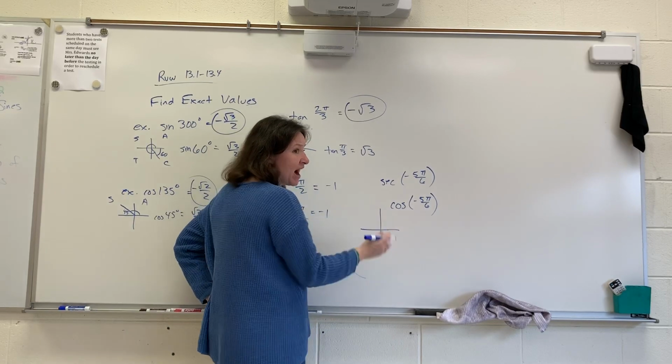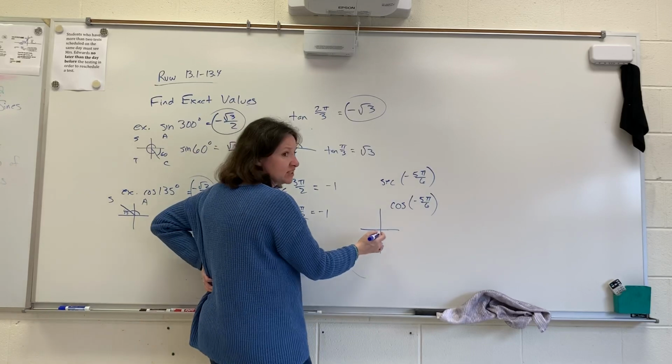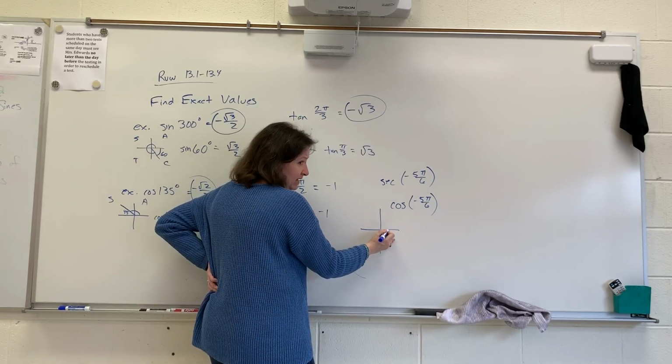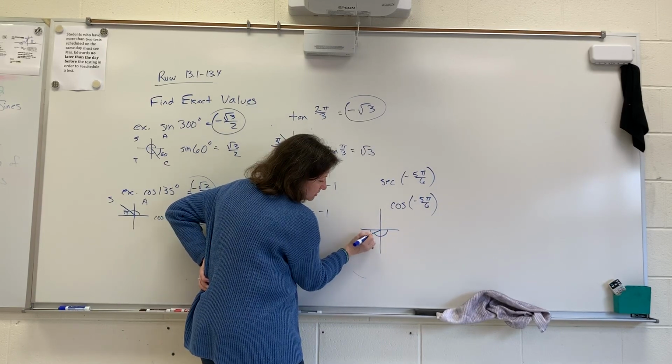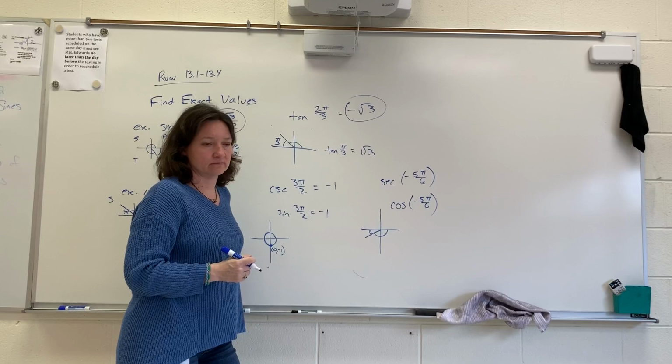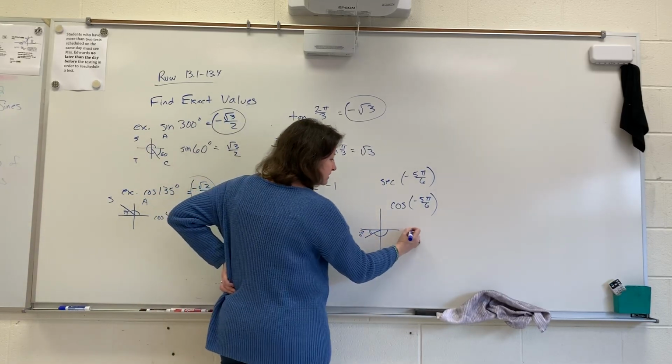Well, if I'm going 5/6 of the way to pi, if I've got 5/6 of a taco to eat, I'm going to eat most of it. Maybe I shouldn't, but I'm going to. And then how much taco do I have left over? I have 1/6 left over, so that is my reference angle.